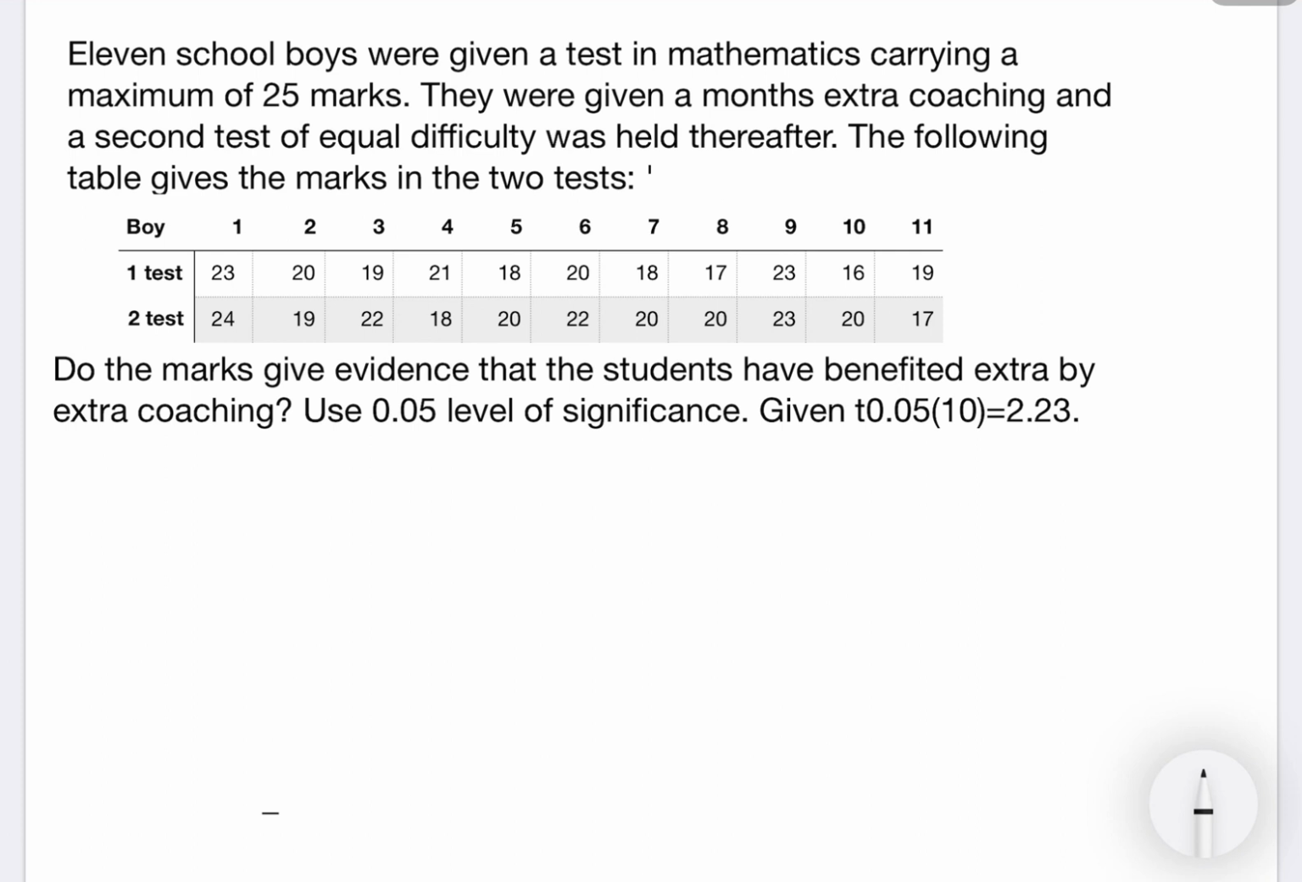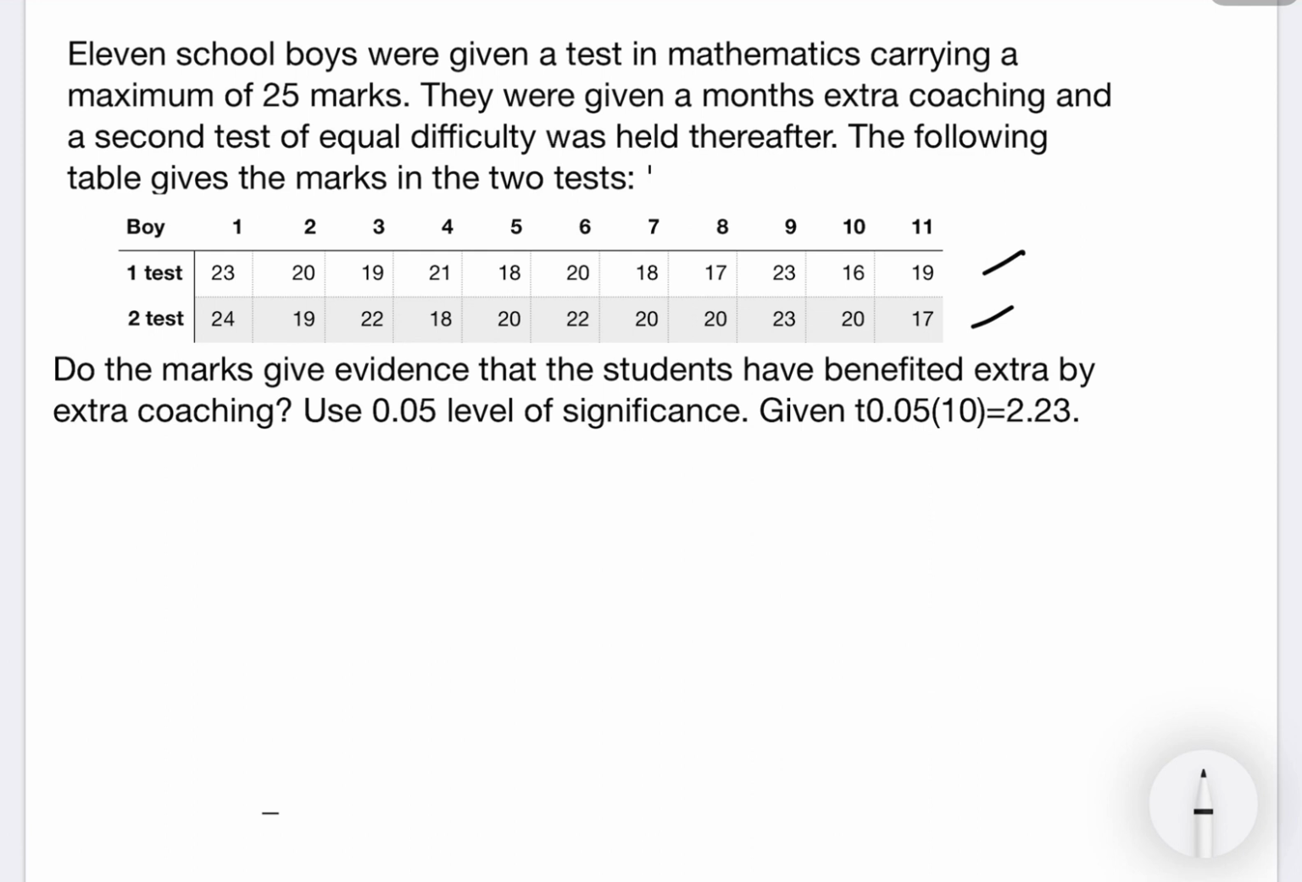The next problem is as follows. 11 schoolboys were given a test in mathematics carrying a maximum of 25 marks. They were given a month's extra coaching and a second test of equal difficulty was held thereafter. The following table gives the marks in the two tests. So this is for test 1 and this is for test 2. The test 2 is given after 1 month of coaching.